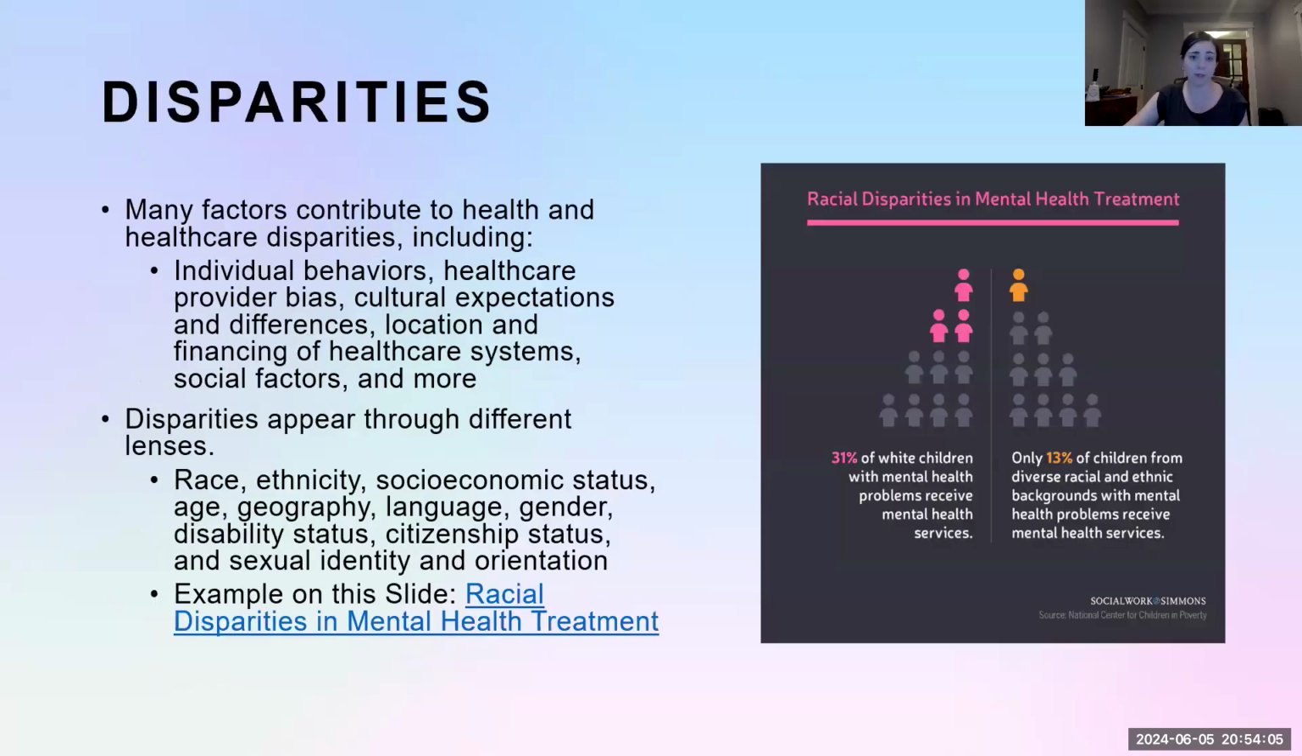A lot of factors just contribute to disparities, right? And we look at disparities across different lenses: income categories, race, ethnicity categories, geographic areas. What's the rural versus urban experience? The example given here is across race, ethnicity categories, and these are disparities in mental health treatment. So 31% of white children with mental health problems, challenges, receive mental health services.